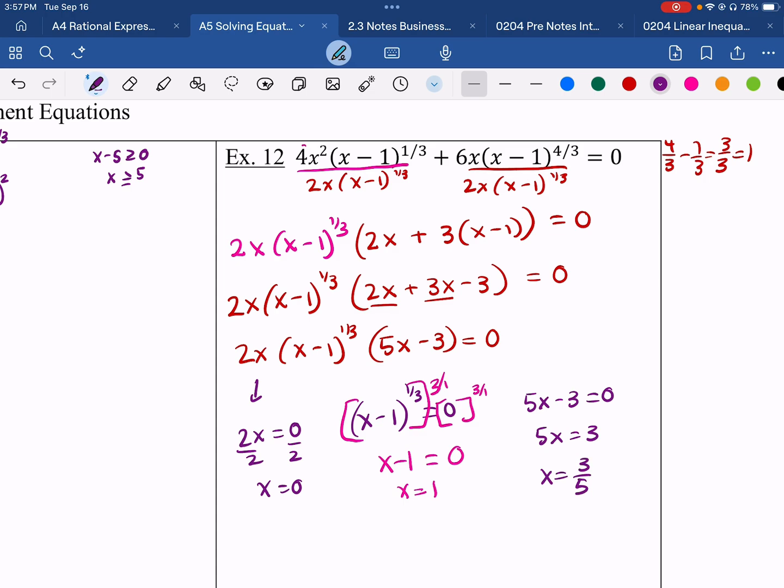So I have 3 answers. My domain for a cube root function, remember, is all real numbers, because you can take the cube root of a negative number. So my comma separated list is 0, 1, 3/5.